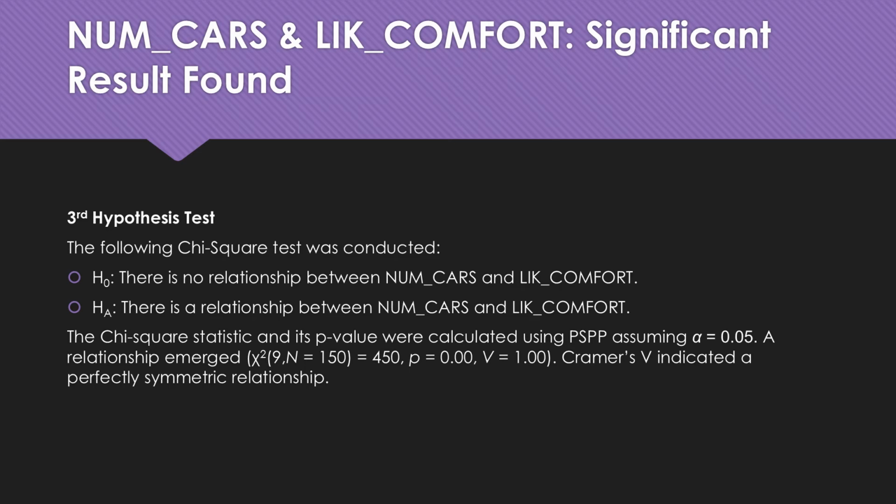And the last test that we have, the null hypothesis states that there is no relationship between the number of cars and the Likert comfort scale, while the alternative hypothesis states that there is a relationship between the number of cars and the Likert comfort scale. Lastly, we're using the chi-square statistic, with p-values calculated using PSPP. We see that there is a relationship that emerged because of the Kramer's V being 1.00, and as we stated, that's showing perfect symmetry. So it says that there is a 100% chance that there is a symmetric relationship.